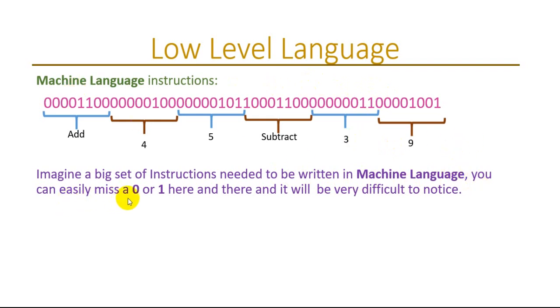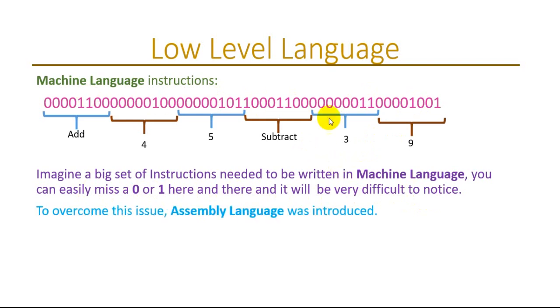You can easily miss a 0 or 1. And when you're writing like this, you can't be sure exactly whether you have put the correct amount of zeros and whether you have put the correct amount of ones. Are they correct or not? It's very difficult to visually recognize or identify. You can easily miss a 0 or 1 here and there, and it will be very difficult to notice because it is all zeros and ones.